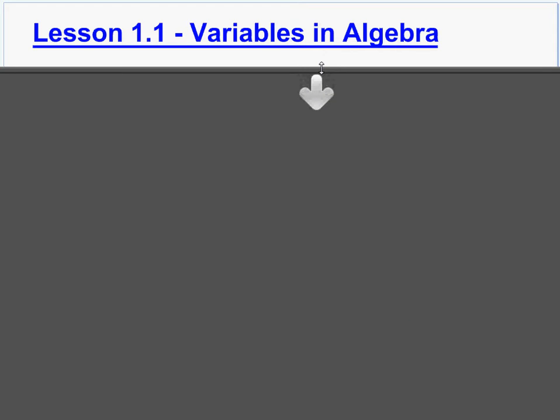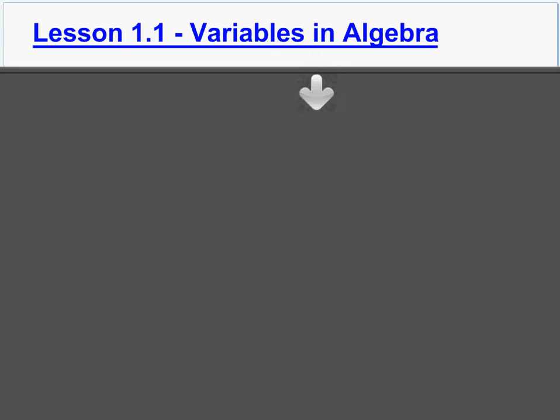Welcome to Lesson 1-1, Variables in Algebra. Today we're going to do a review on some vocabulary terms and also how to evaluate variables when you have them in algebra. Over the summer, some of this knowledge probably got some cobwebs growing on it, so we're going to get those cobwebs cleaned out and get back into our algebra brains.